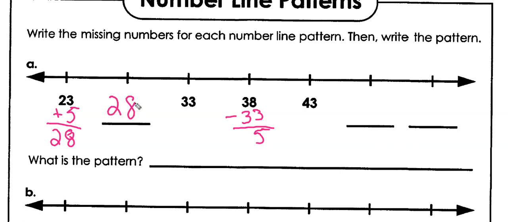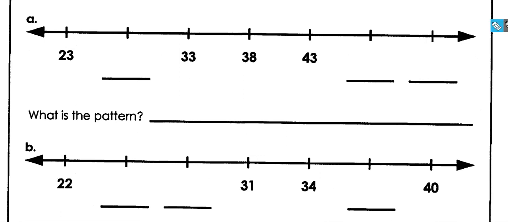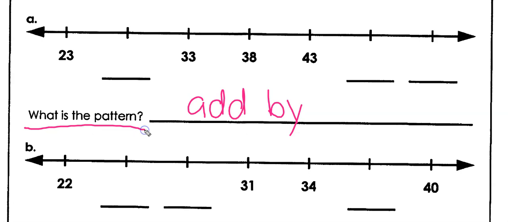And then go ahead and complete the pattern for this number line. So the pattern, what do I do each time? I add 5 in this case. Okay. Oh, so again, the pattern was add by 5. So I would add by 5 right here. And answer this question right here. What is the pattern? The pattern is add by 5.